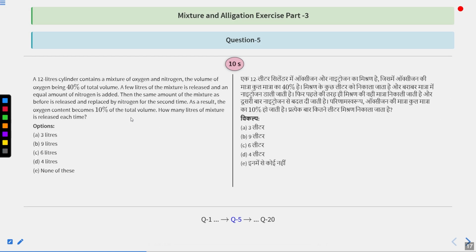Clear? Next. A 12-liter cylinder contains a mixture of oxygen and nitrogen, the volume of oxygen being 40% of the total volume. A few liters of mixture are released and an equal amount of nitrogen is added. Then the same amount of mixture as before is released and replaced by nitrogen for the second time. As a result, the oxygen content becomes 10% of the total volume. How many liters of the mixture are released each time? Now you have 5 options and 10 seconds to analyze the question. Your time starts now.